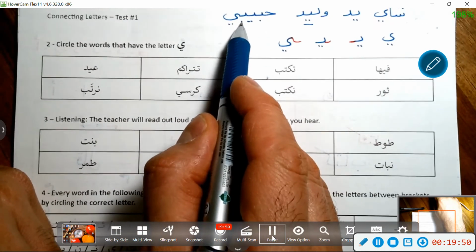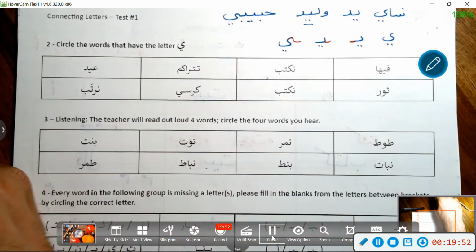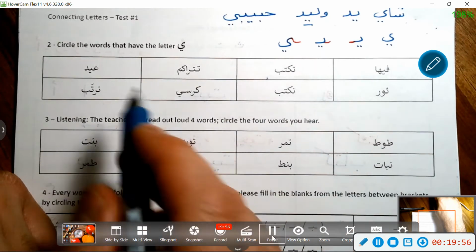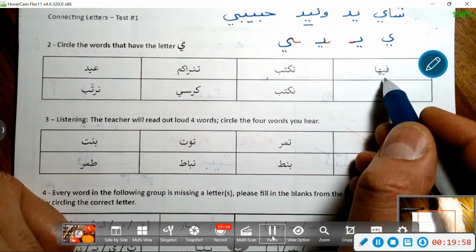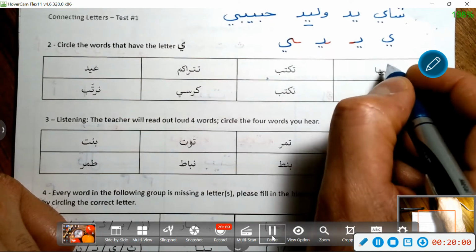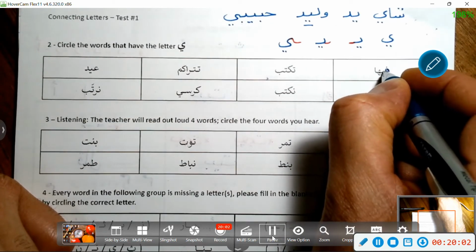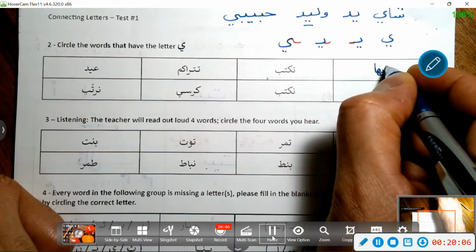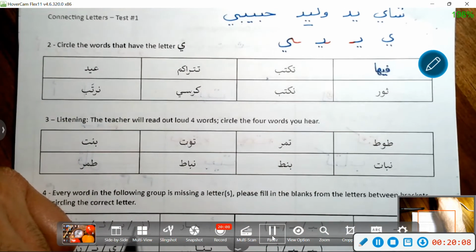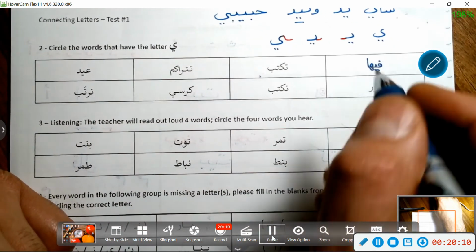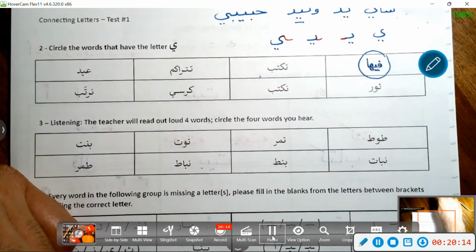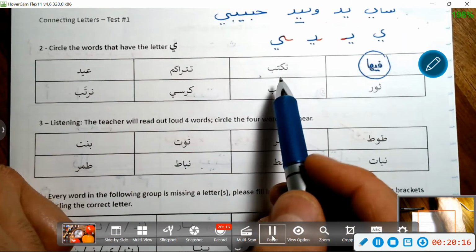Now, here we can see fiha. That's the fa, that's the ya, that's the ha. So we have ya here, so we circle this word. Now here taktub. There is no ya in it.